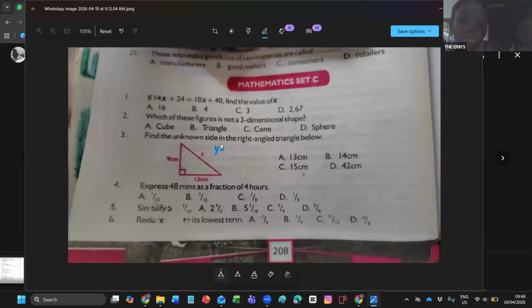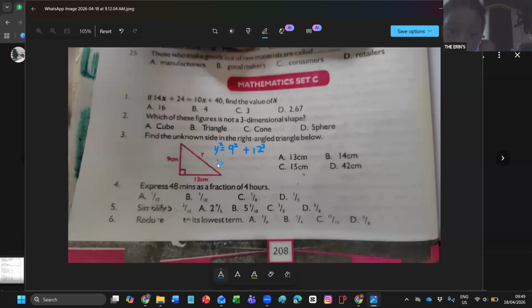y square equals a square plus b square. Okay, so what is our a squared? y square equals 81 plus 144. That is 225. And y square will be what? 225. You've already calculated it in your head.